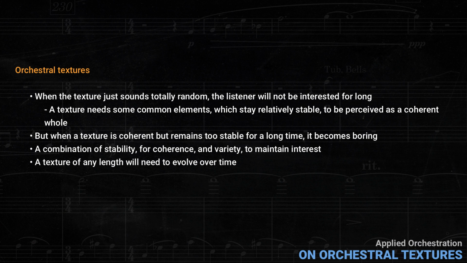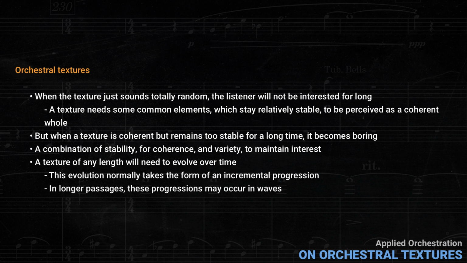Generally speaking, a texture of any length will need to evolve over time. This evolution normally takes the form of incremental progression, getting gradually higher or lower, louder or softer, faster or slower, more or less dense harmonically, register getting wider or thinner, timbrally more or less complex. In longer passages, these progressions may occur in waves, for example a series of crescendi and diminuendi that overall become gradually louder. In more complex textures with multiple planes of tone, not all the textures have to evolve at the same rate. Thus, in the same way that counterpoint can enliven a more basic texture, having the various planes move at different speeds and in different dimensions allows them to overlap, creating longer units and adding interest.